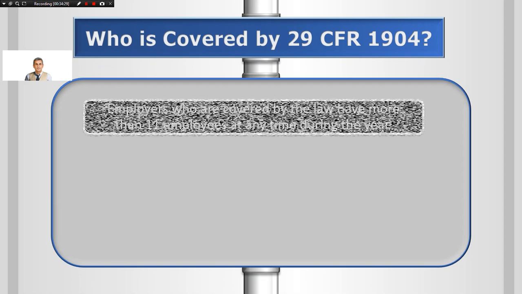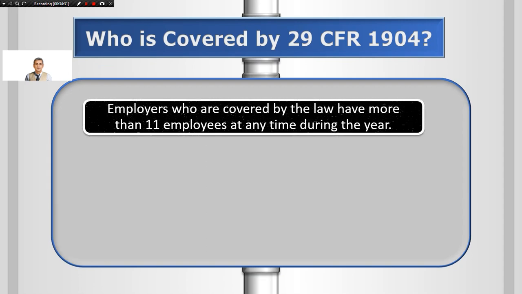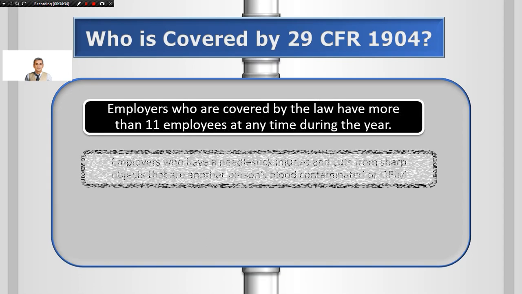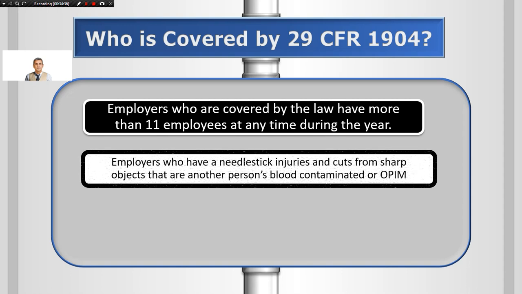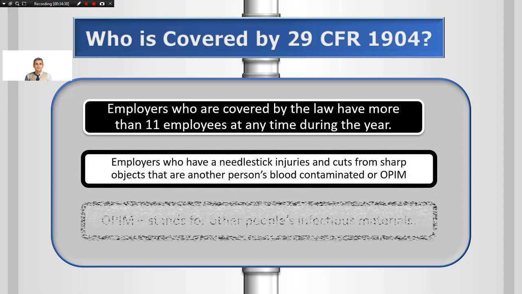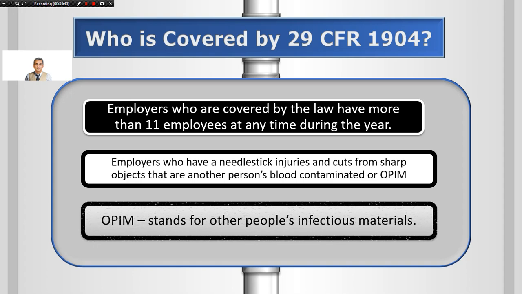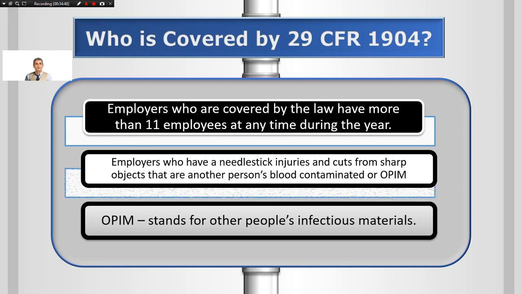Who is covered by 29 CFR 1904? Thank you for asking that question. Employers who are covered by the law have more than 11 employees at any time during the year. Employers who have needlestick injuries and cuts from sharp objects that are contaminated with another person's blood or OPIM. OPIM stands for other potentially infectious materials.